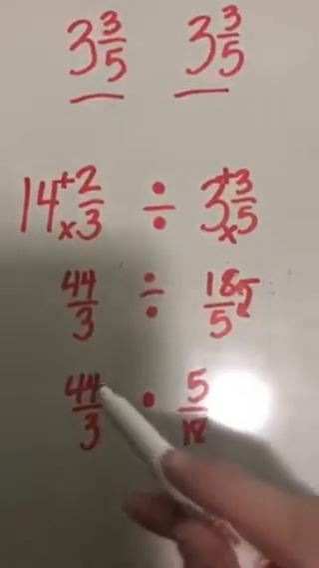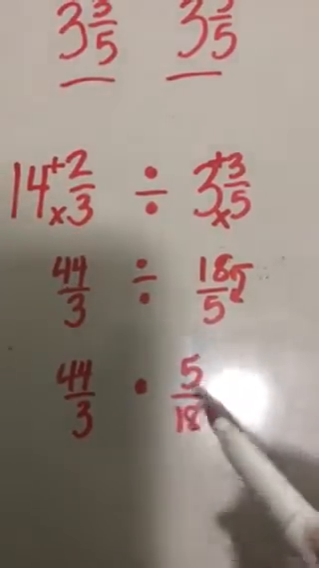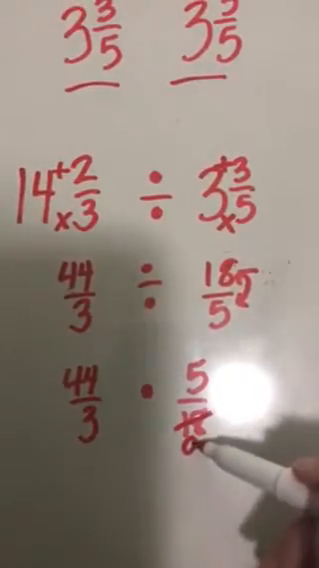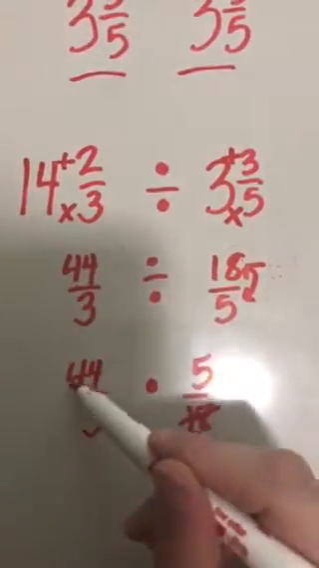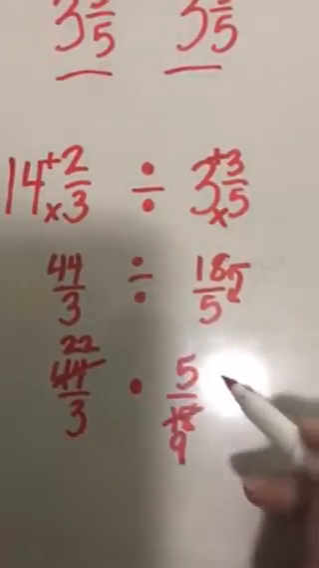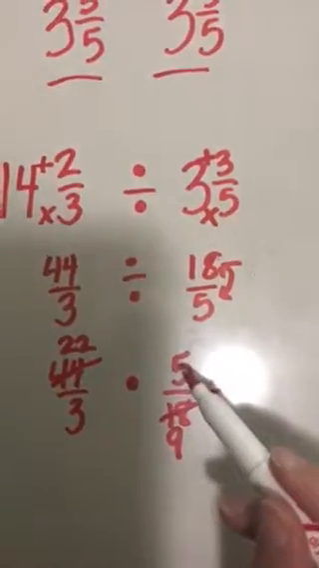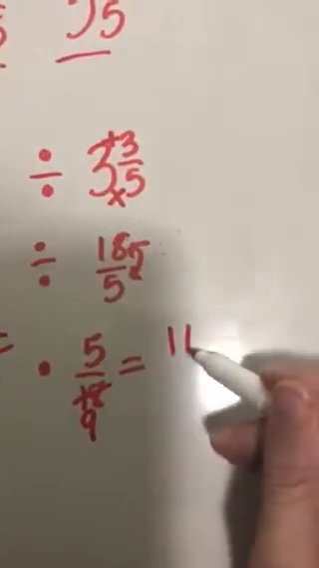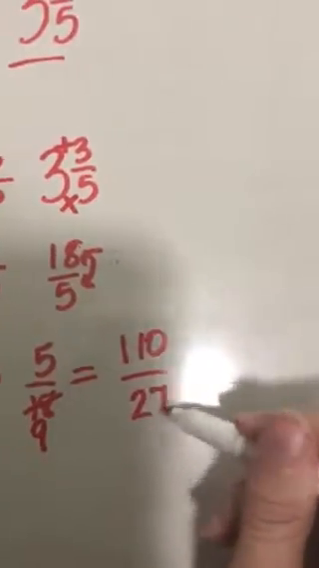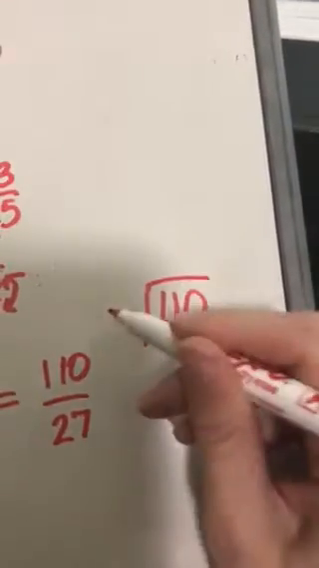Well, we do have a common factor in 44 and 18, so I can simplify before I multiply because these are both divisible by 2. When I divide by 2, I get 9. When I divide by 2, I get 22. Now I can multiply straight across. 22 times 5 is 110, and 9 times 3 is 27. Now I can divide 110 by 27.